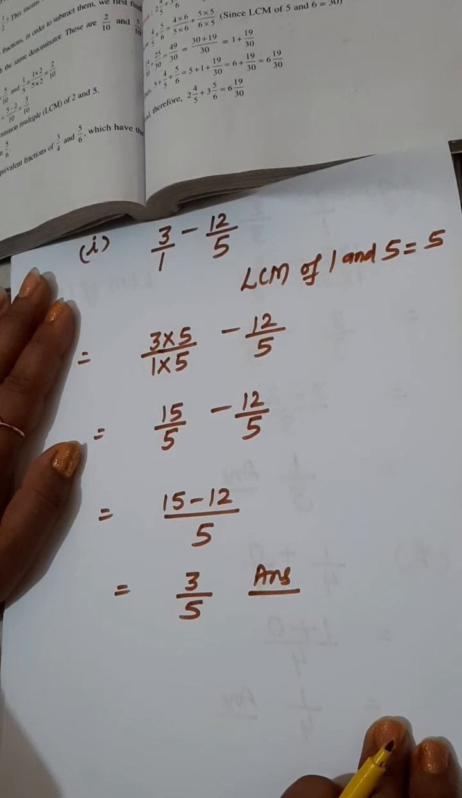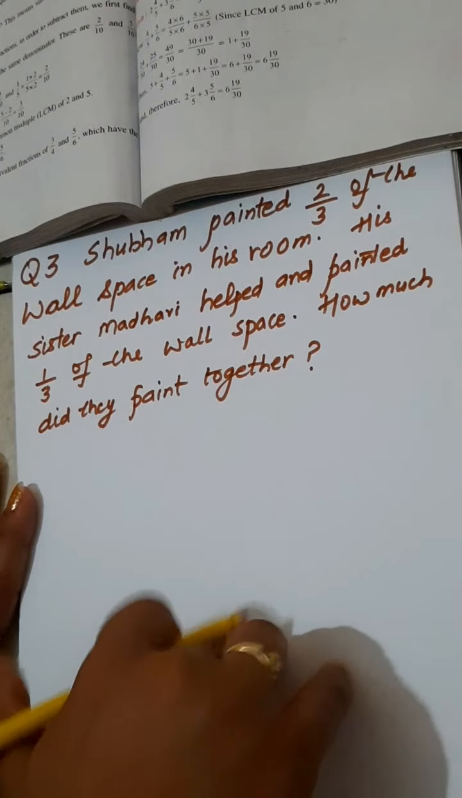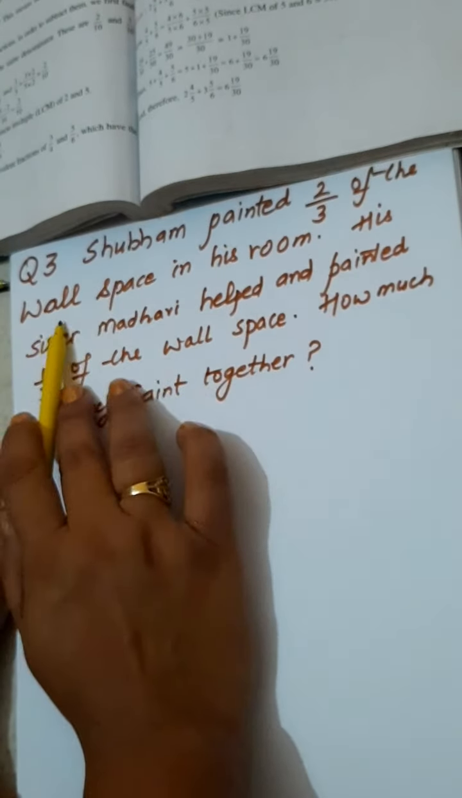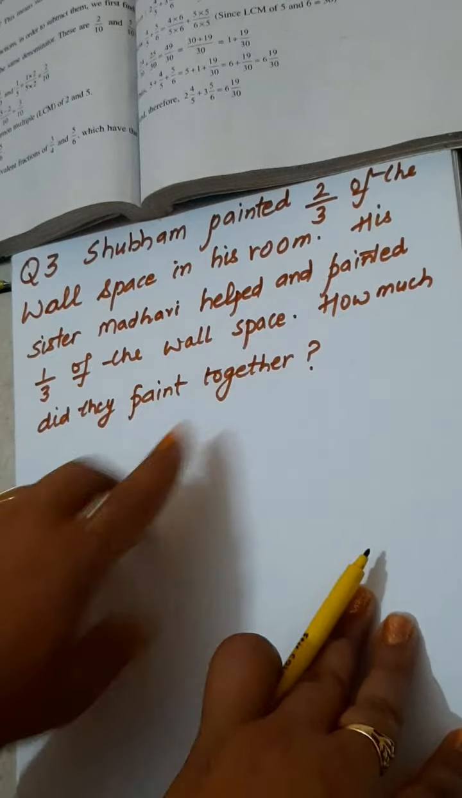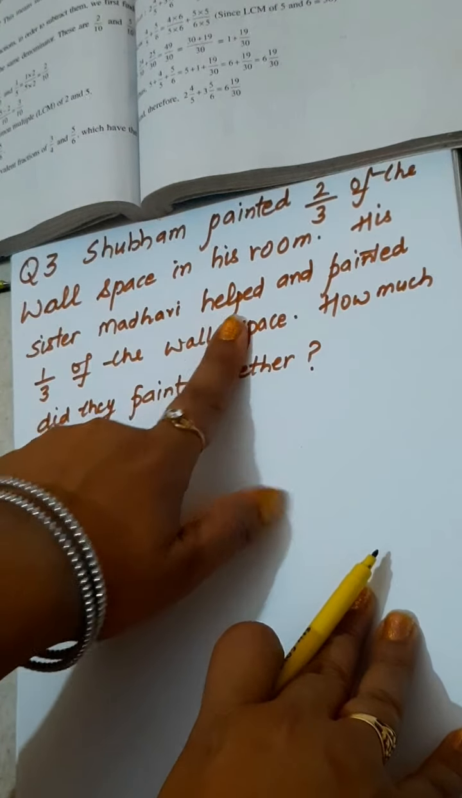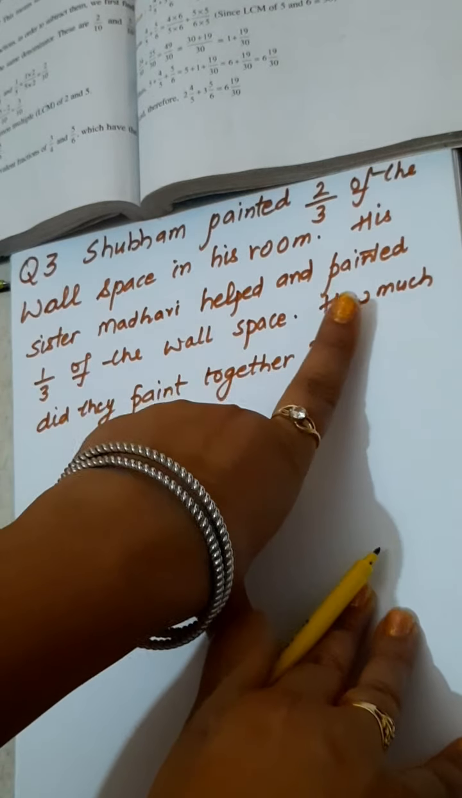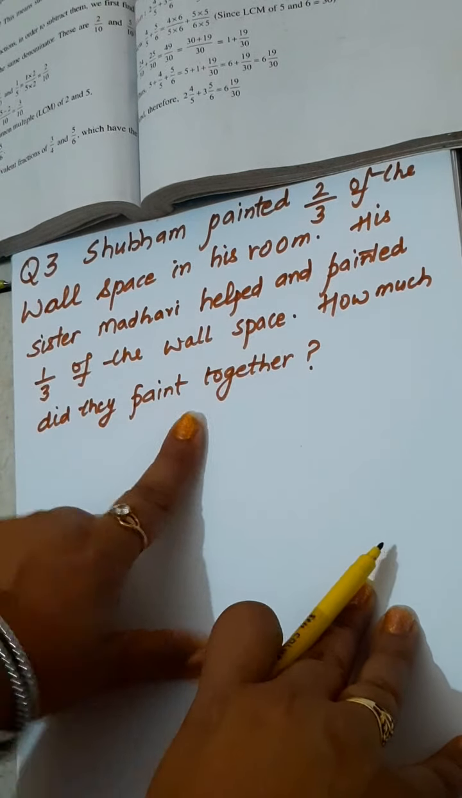So this is all about question number 2. Next we have question number 3. Shubham painted 2/3 of the wall space in his room and his sister Madhvi helped and painted 1/3 of the wall space. How much did they paint together?